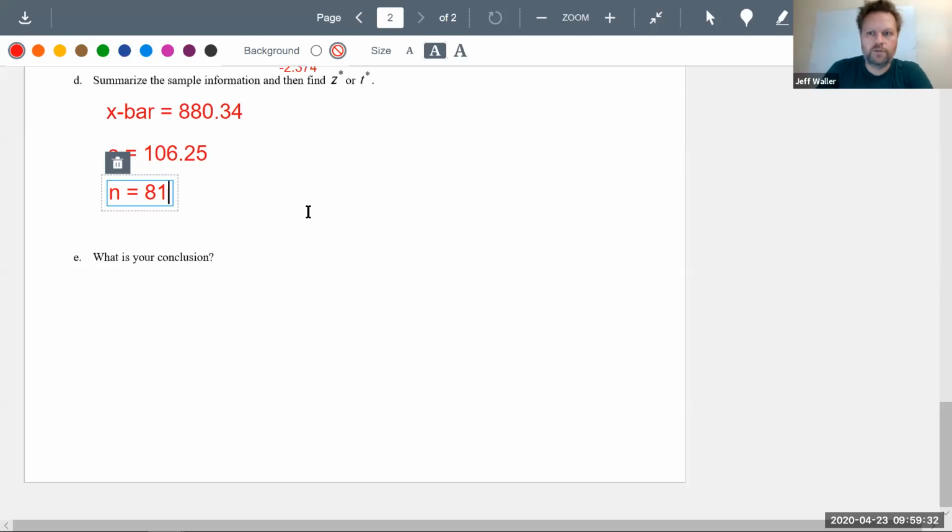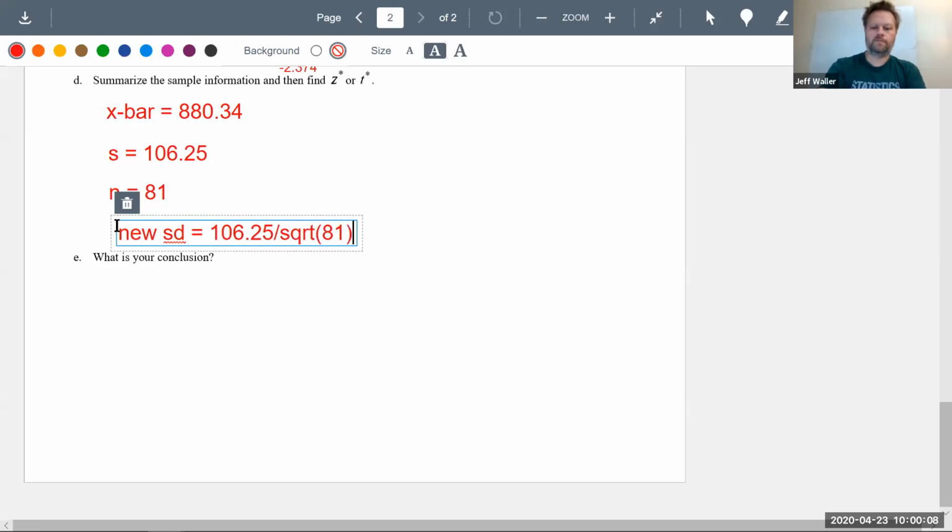I still have to do the new standard deviation. Of course I do. I don't care that it's S. S and sigma are the same thing. They just talk about different groups. S and sigma are standard deviations for individuals. I need the standard deviation for groups of 81. Therefore, I have to change it. I have to make this the new standard deviation. It's the old one divided by the square root of 81.